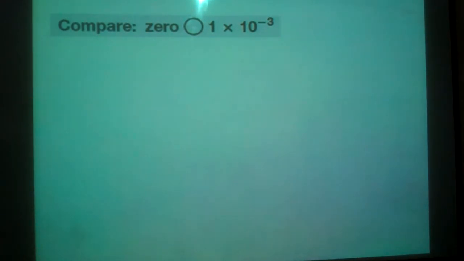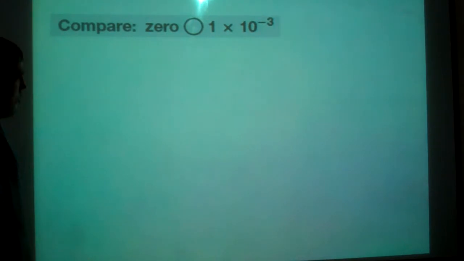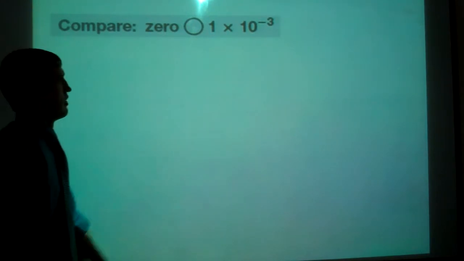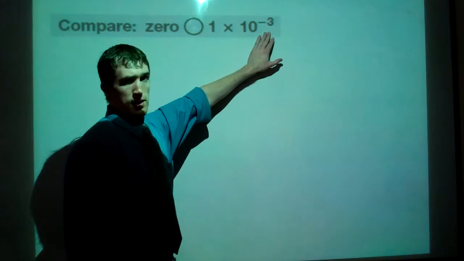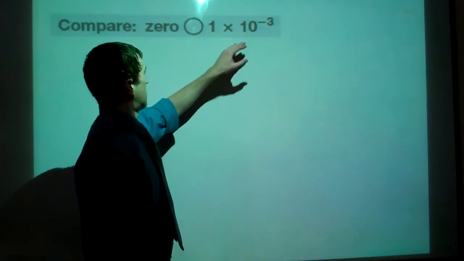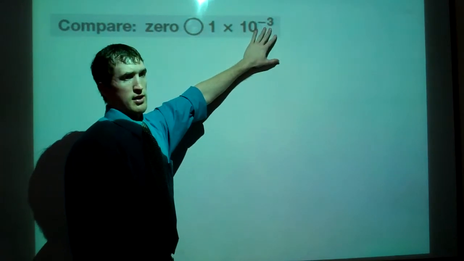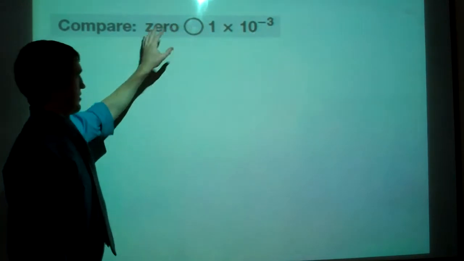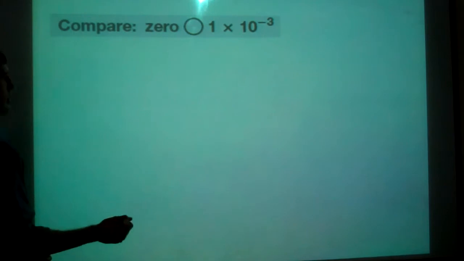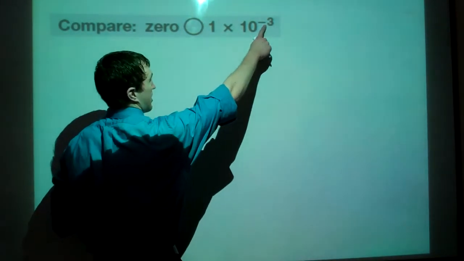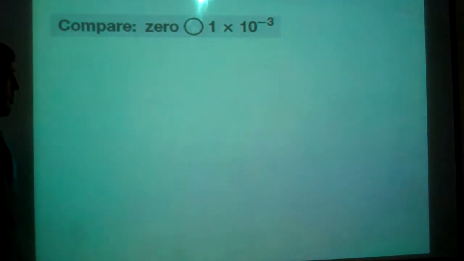Alright, we're doing fine. We want to compare the two numbers 0 and 1 times 10 to the negative third. It's very tempting to say that this number is going to be less than 0, because when we see this negative symbol, we're like, oh, okay, negative number, less than 0. But that's not the case. We have to remember that this only tells us that we're going to shift our decimal place.